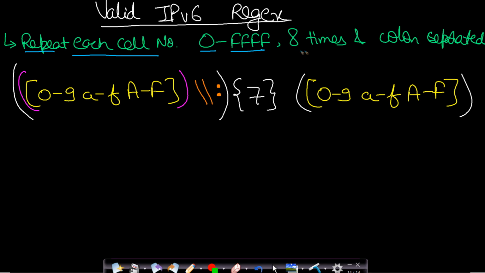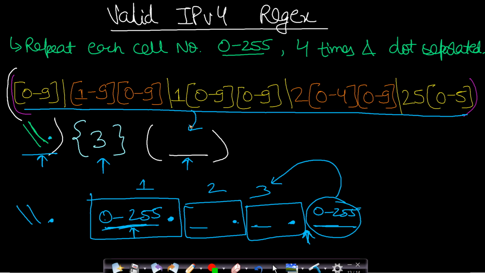And you need to repeat it 8 times and those all should be colon separated. As I already showed you in IPv4, the number should be in the range of 0 to 255. They are repeated 4 times and dot separated, so there were basically 3 dots. Therefore, we repeated a regular expression with a dot 3 times, and for the final cell, we write it alone. That is a standalone after repeating this regular expression.